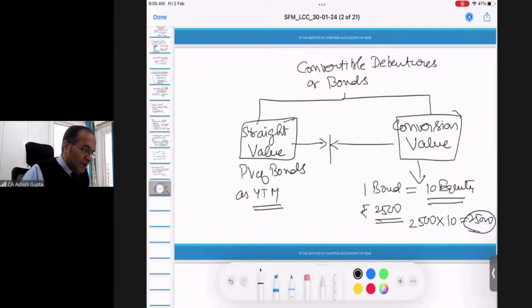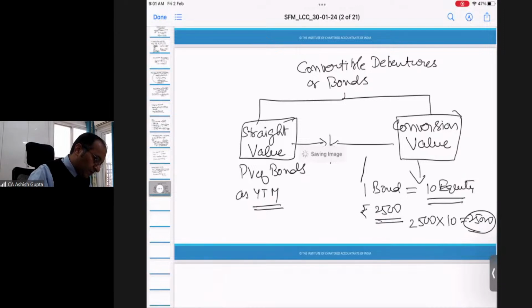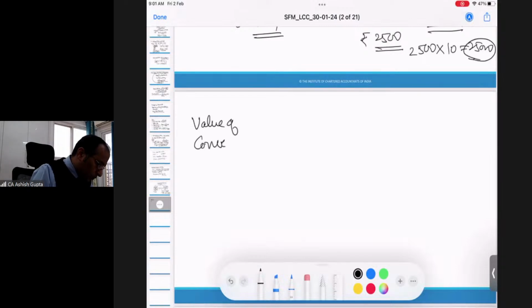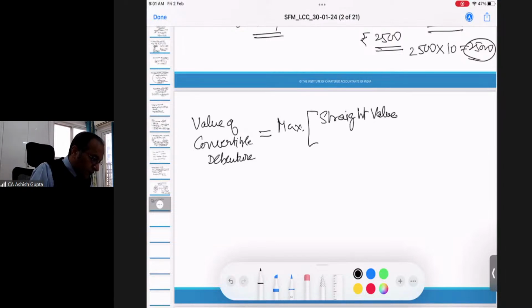We have to see, when we have to compute the value of a convertible debenture, it is equal to the maximum of the straight value of the debenture or the conversion value, plus option value.